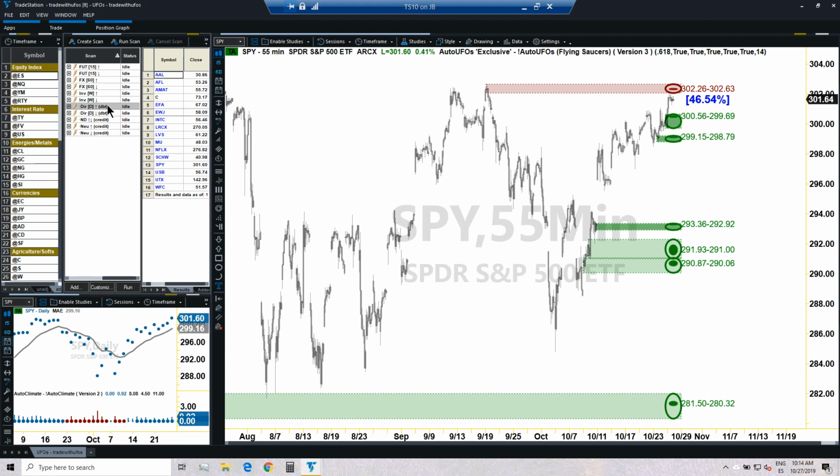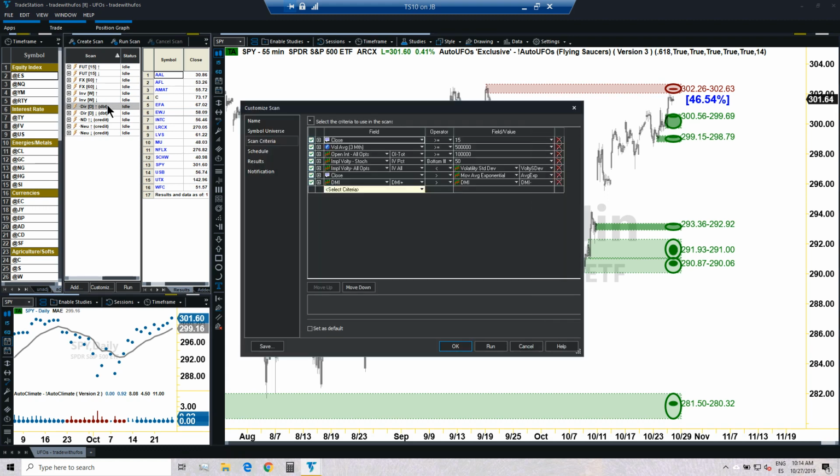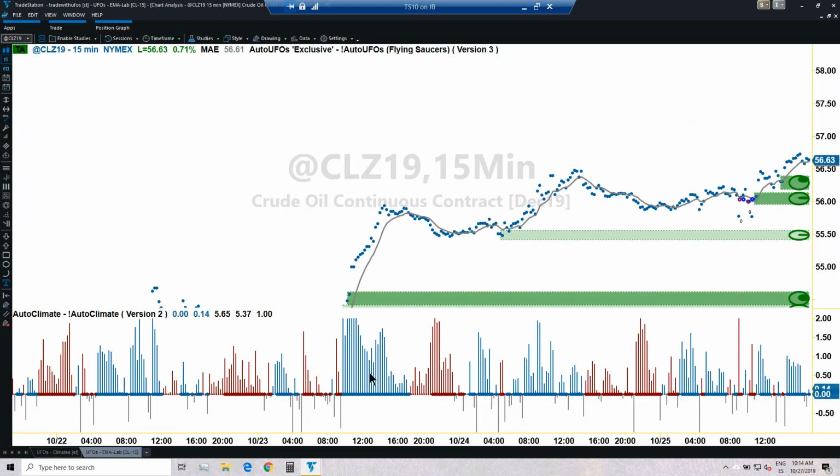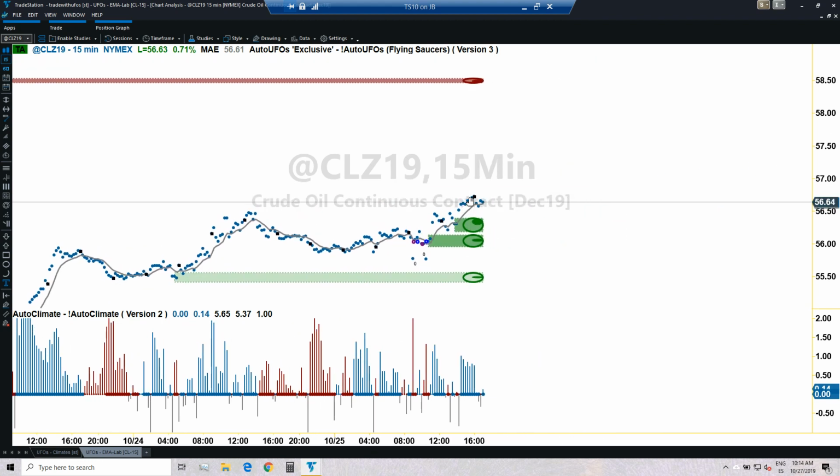We have our scanner that finished looking for stock opportunities. Okay, I loaded, here we go. So here is where the AutoUFOs on crude oil are. We just did an example of applying the flowchart to Forex. Now let's do it for futures intraday.